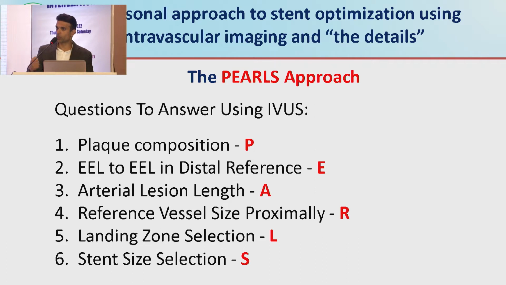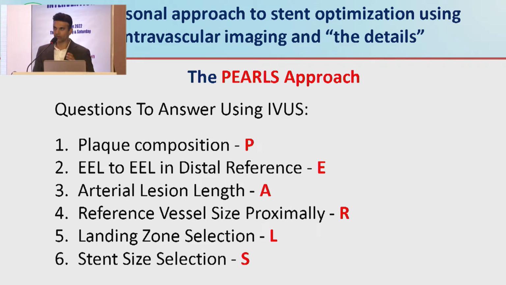So on your IVUS pullback, as long as your guide is well engaged and it's not bouncing back and forth, the pullback measurement will actually give you a lesion length, and that's very useful information to plan your procedure. R is the reference vessel size proximally. So effectively your EEL to EEL at the proximal edge, where you're going to land your stent. And then L is your landing zone selection.